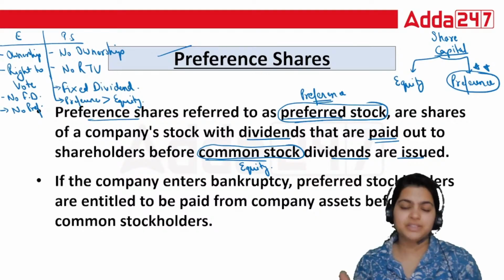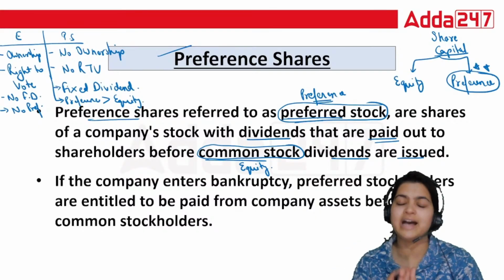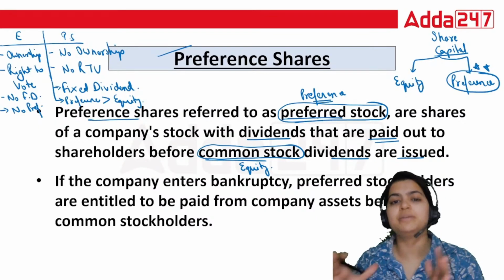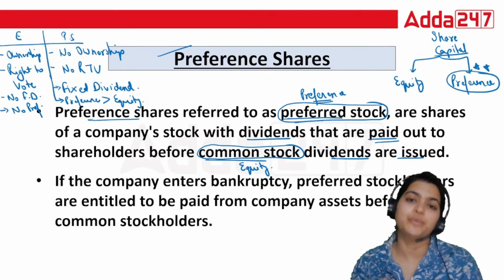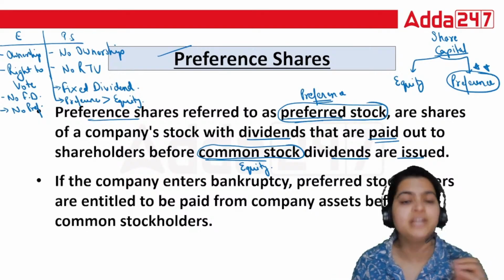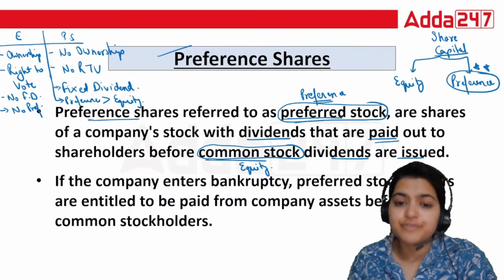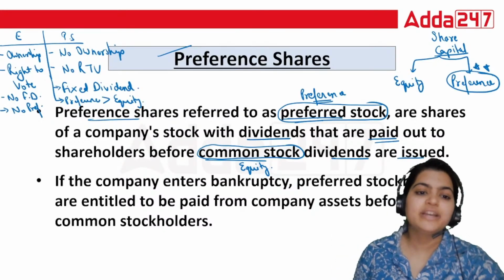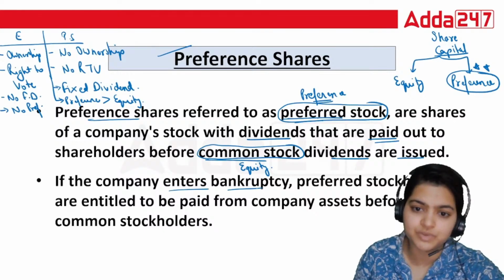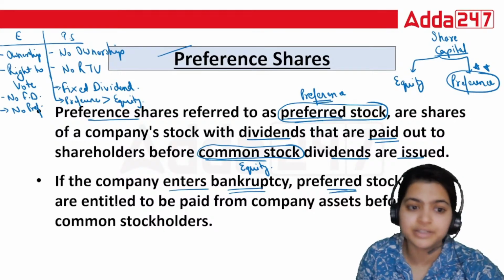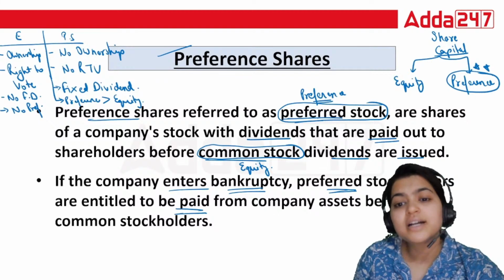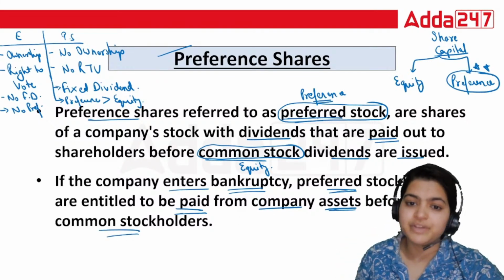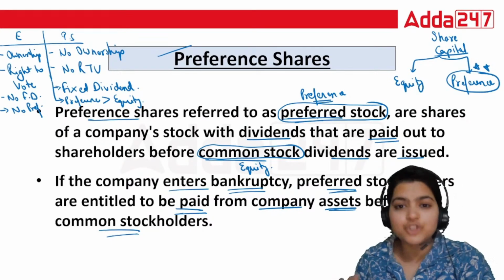Liquidation means when your business is finally closing. First they will pay the preference shareholders, and then whatever amount is left, only then will you give to the equity. Otherwise, no amount will be paid to the equity. So these are the differences between preference and equity. Now, if the company enters into bankruptcy, preferred stock holders are entitled to be paid from the company's assets before common stock holders.